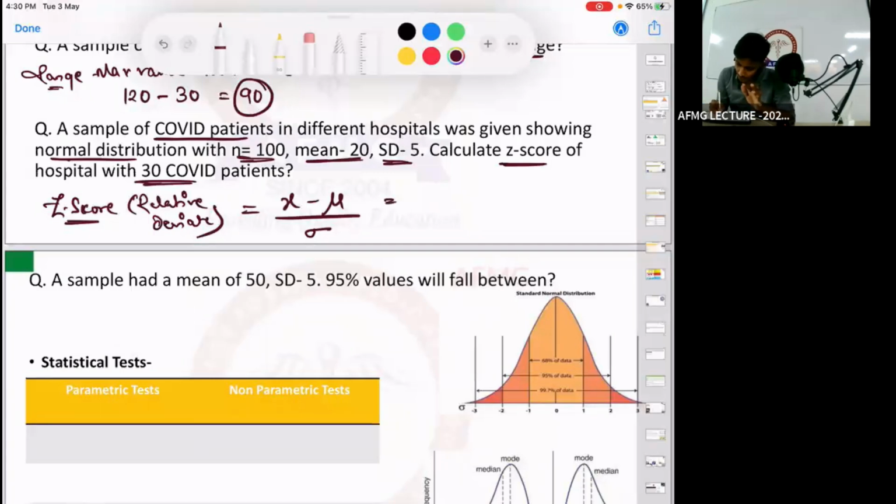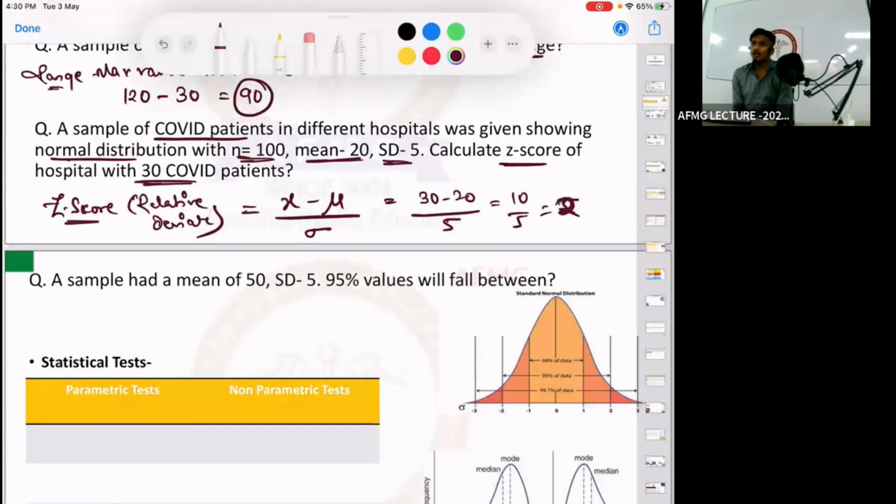So the given value is 30, minus mean which is 20, upon standard deviation, that is sigma, which is 5. 10 upon 5 is 2. No issues with this. So here the Z score or the relative deviate of a hospital having 30 COVID patients is 2. No issues with this.